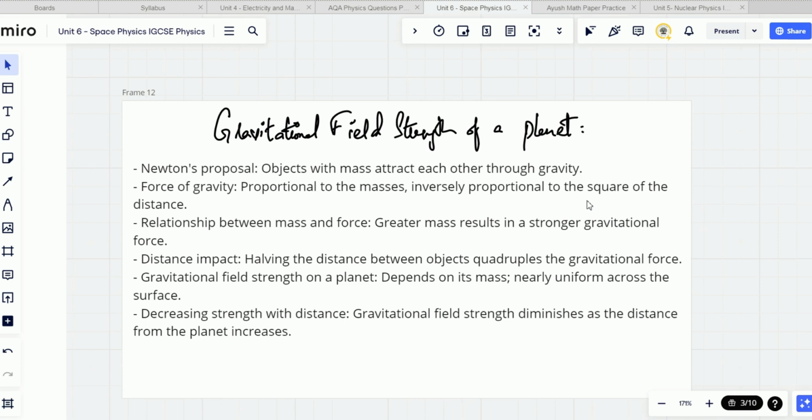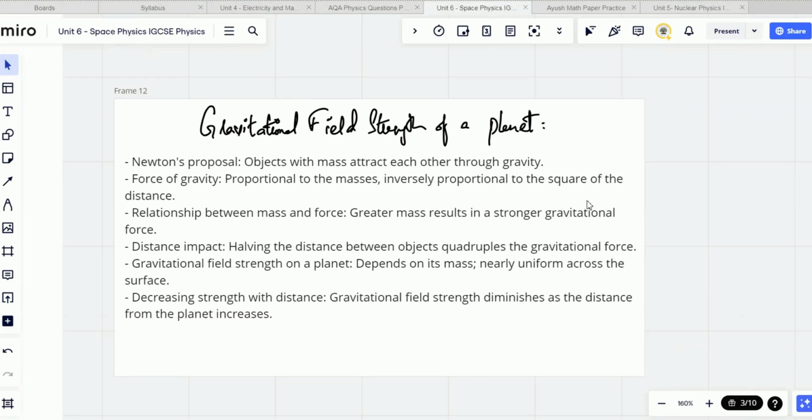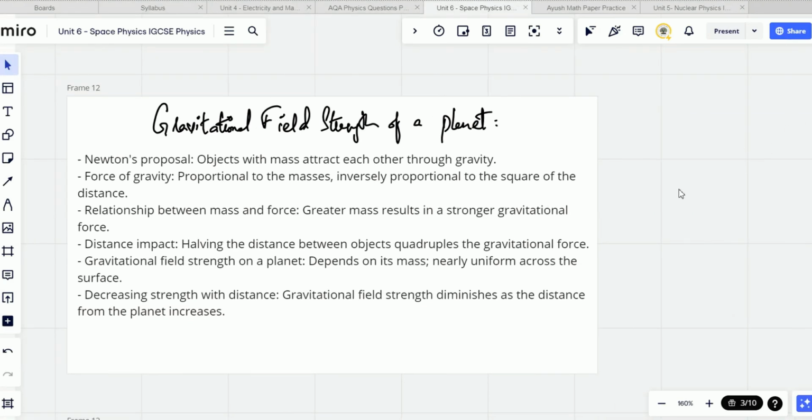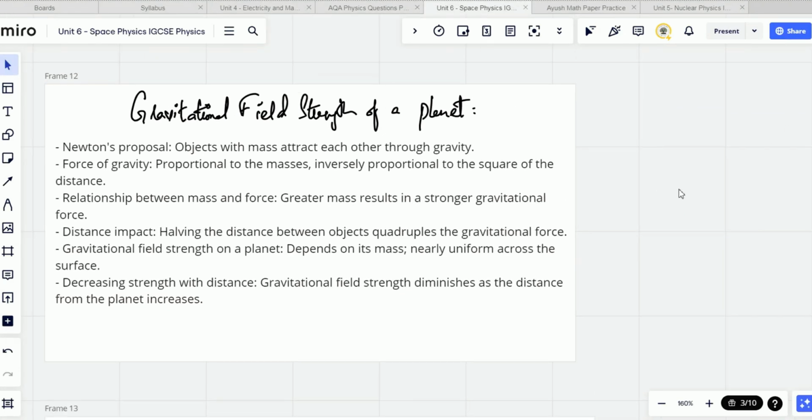What does it mean? That the further we go away from an object that has a gravitational field, the force of gravity will become lesser, right? And it's proportional to the masses, meaning that the more the mass, the more will be the force of gravity. You get this part? Yeah, I understand.